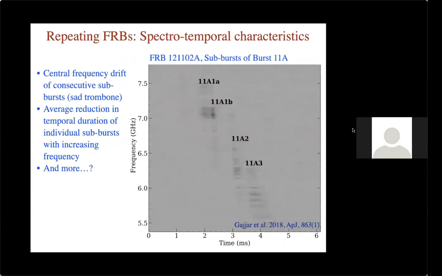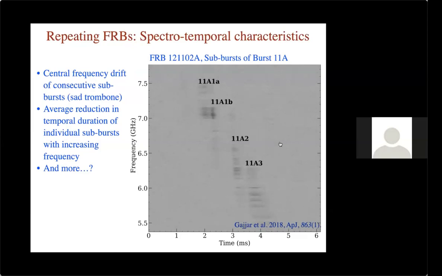Here I'm showing a plot of subbursts of burst 11A of FRB 121102A from Gajar 2018. We have frequency versus time, and you see that the central frequency of consecutive subbursts is drifting and decreasing with increasing arrival time, what we call sad trombone. We also see this average reduction in the temporal duration of individual subbursts with increasing frequency.